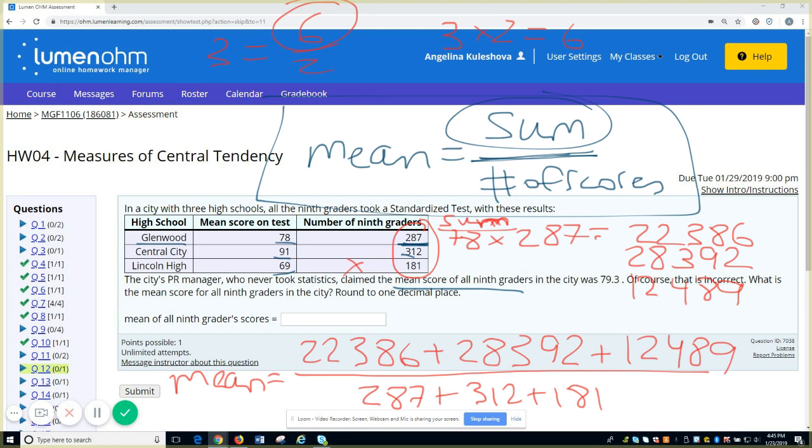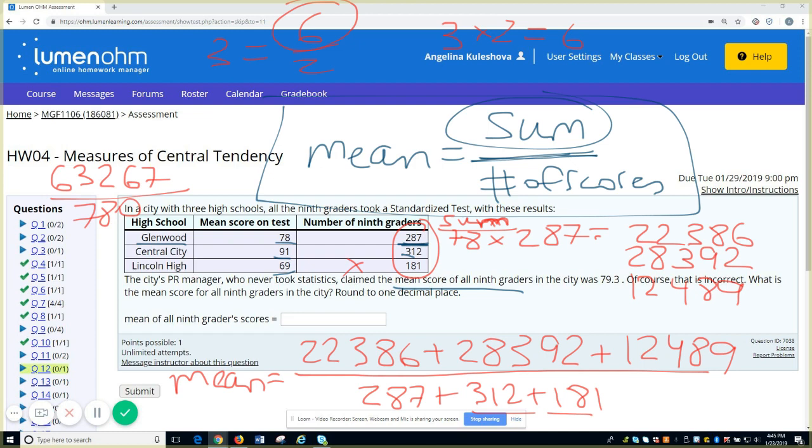Okay, and so now adding up all the sums, 22,386, 28,392, and 12,489, that gives me, out of space, the total sum of all the scores across three high schools. I get it as 63,267. Now I'm going to divide that by the total number of ninth graders, which is 287 plus 312 plus 181, which is 780.